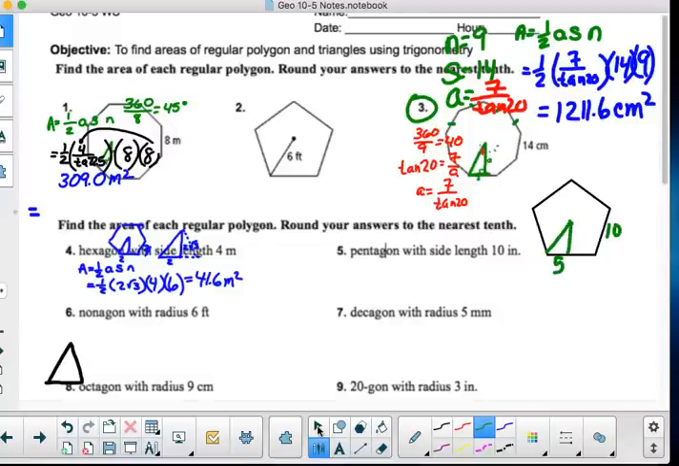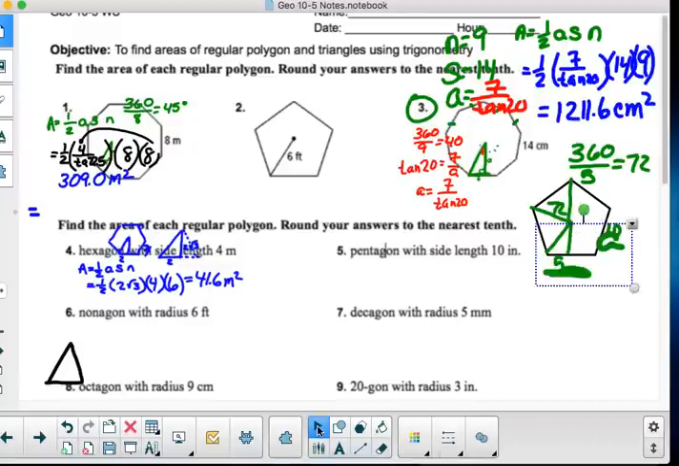Okay, that's half. And remember, I'm making a right triangle, and half the side requires this. I'm looking for my apothem. I have to have the angle there. So it's 360 divided by 5, which is 72 for the whole triangle. This whole thing is 72. Half of it is 36.